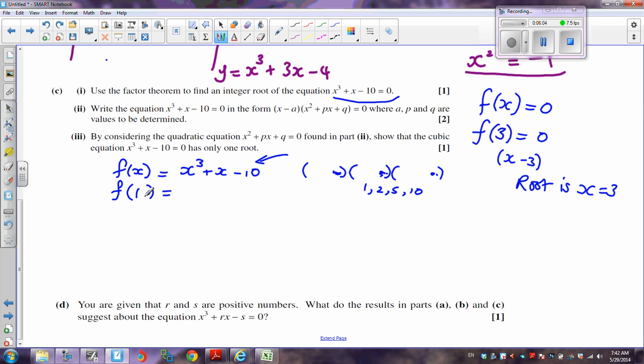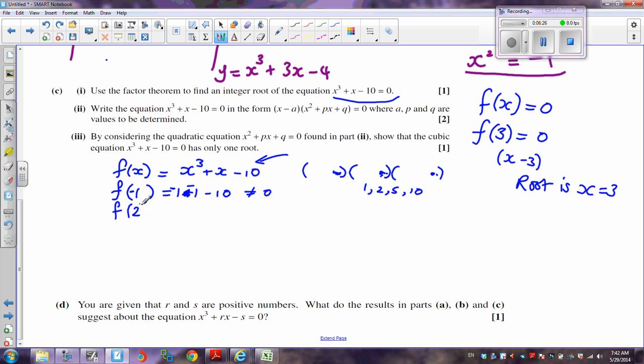So let's start with f of 1. Well, f of 1 is going to be 1 cubed, well, that's 1, plus 1 minus 10. Clearly, that doesn't equal 0. If I try f of minus 1, well, all that happens is that this becomes minus 1, because minus 1 cubed is minus 1. This also becomes minus 1, and that clearly is also not 0, so forget 1.